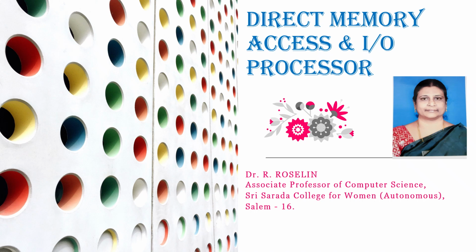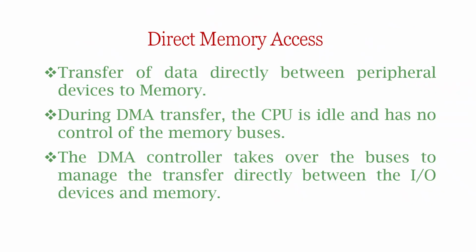In this module we are going to see in detail direct memory access and the IO processor. First, let us see what is meant by direct memory access, which means transfer of data directly between peripheral devices and memory. During DMA transfer, the CPU is idle and has no control of the memory buses. The DMA controller takes control over the buses to manage the transfer directly between the IO devices and memory.